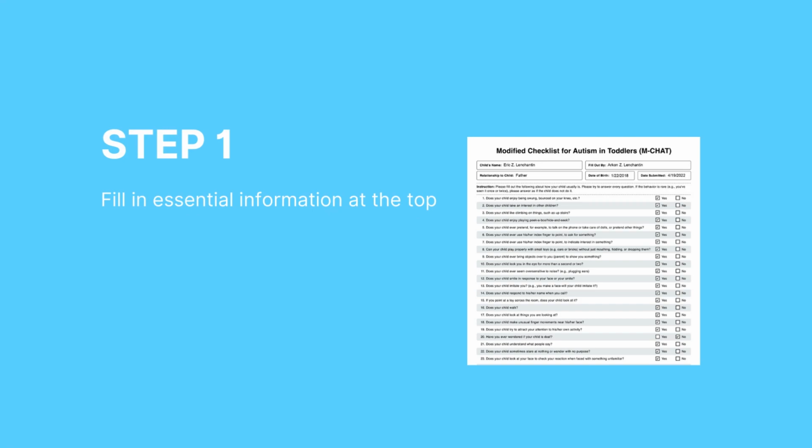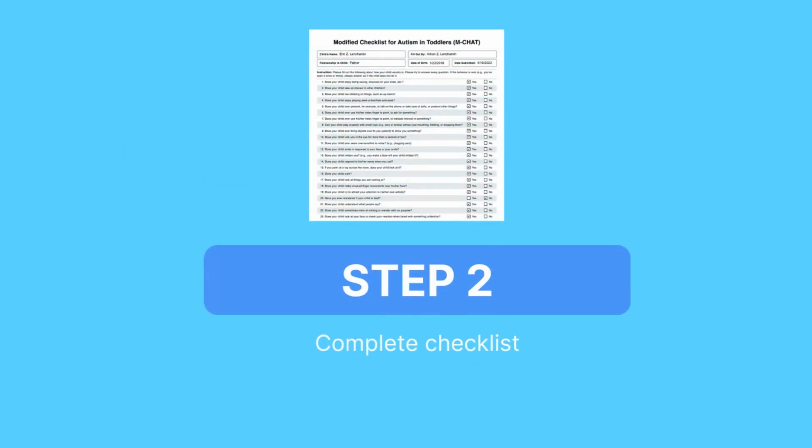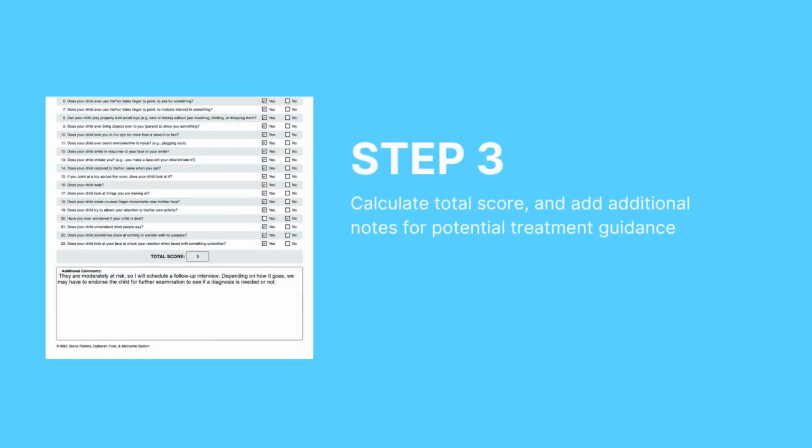The first step is to fill in the essential information at the top. You'll then need to complete the checklist included. The final step is to calculate the total score and add additional notes for potential treatment guidance.